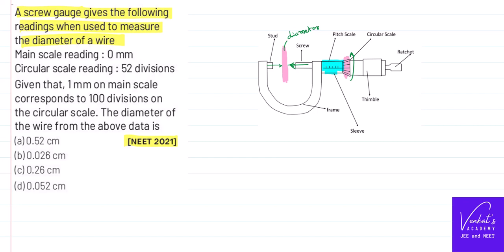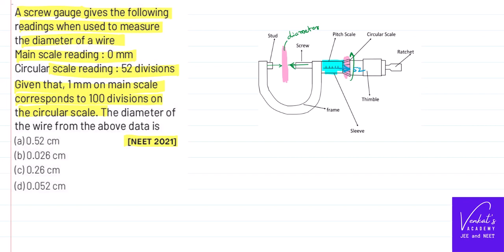Now, it is given that the main scale gives a 0 reading and the circular scale gives some 52 reading. That circular scale reading is where one of the divisions coincides with the pitch scale line. That reading is given as 52 divisions as per the given problem. And it is given further that 1 millimeter of the main scale or the pitch scale corresponds to 100 divisions of the circular scale.